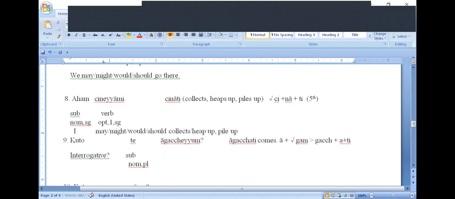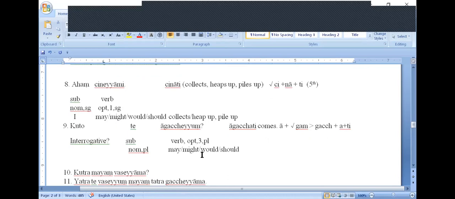Okay, so this is an optative word, right? So can you use for optative: may, would, should, might. Okay, so it's an optative, which person for this? Second person plural. Not second person. Oh, sorry, third person. Yeah, third person plural. Okay, good. So how do you translate this one? What's the meaning of kuto? Kuto is? To. What's the meaning of to? From, right? Okay. So kuto is from where, right? From is a question here.